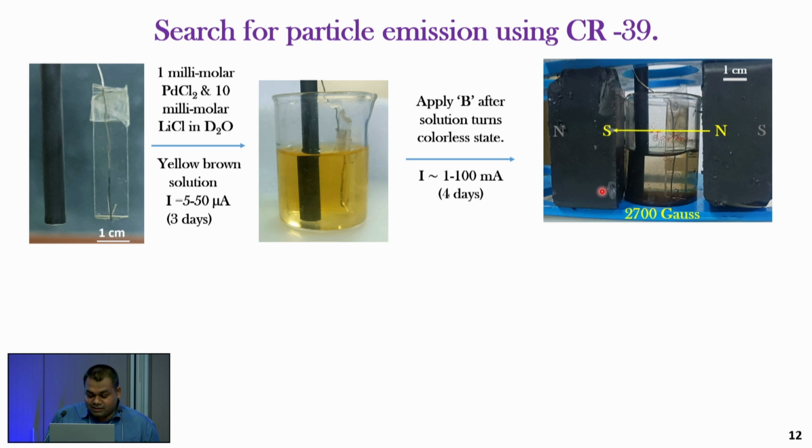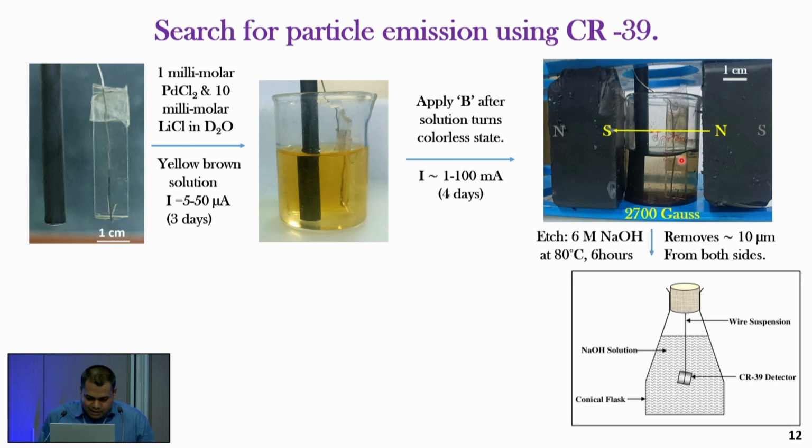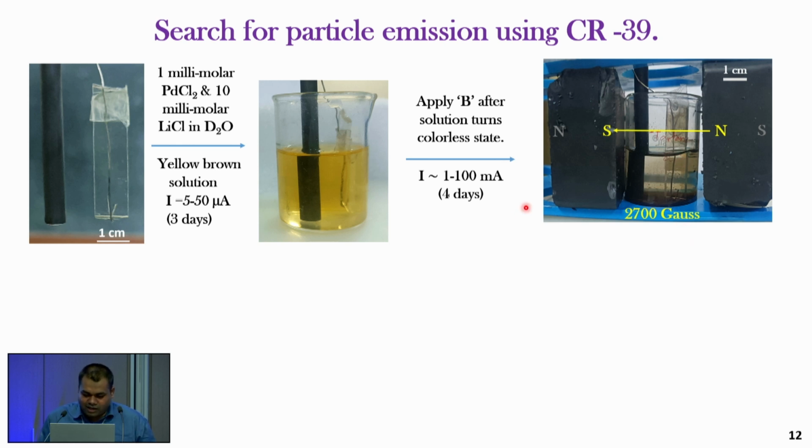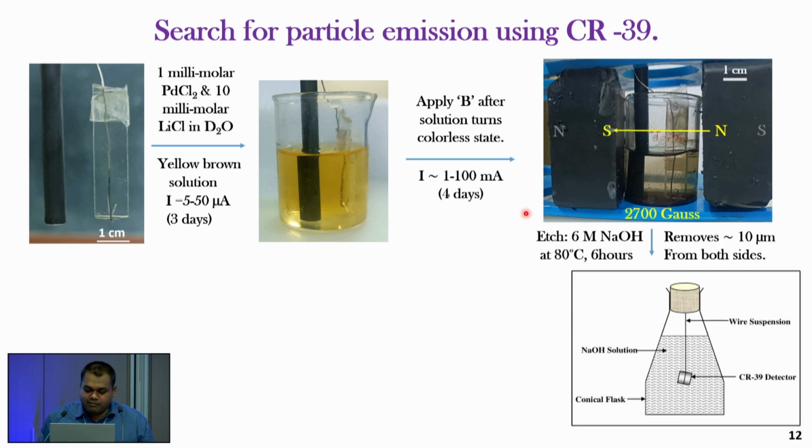At the point when the color fades, we apply a magnetic field directed from cathode to anode. The magnetic field value is about 2500, 2700 Gauss. And then we actually run this setup for 100 milliamperes for 4 days. And after that, we remove the chip, and then we etch it.